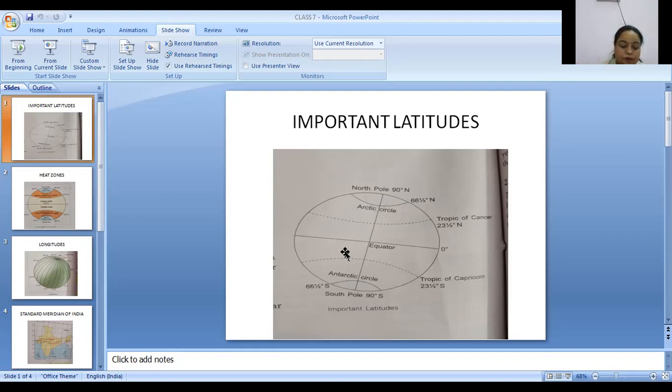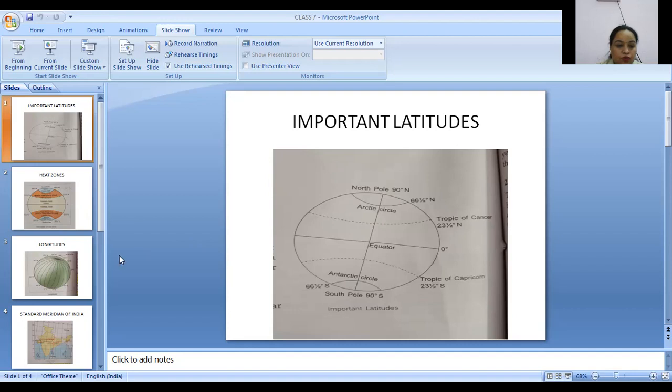Okay, the latitudes represent the north and south direction. How do we represent latitude? We represent latitudes in north and south directions.